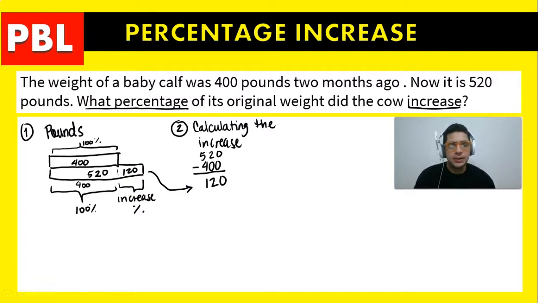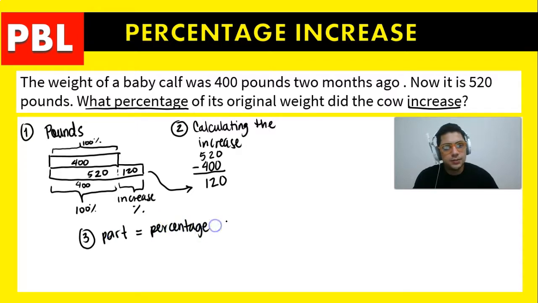But now in order to find the percentage, we're going to substitute in the formula. So part is going to be equal to percentage times the whole, or the original amount, right? So the part is going to be 120, which is the increase. The percentage is an amount we do not know yet. And the whole is going to be the original amount, which was 400 pounds, right? Because the question is, what percentage of its original weight did the cow increase?